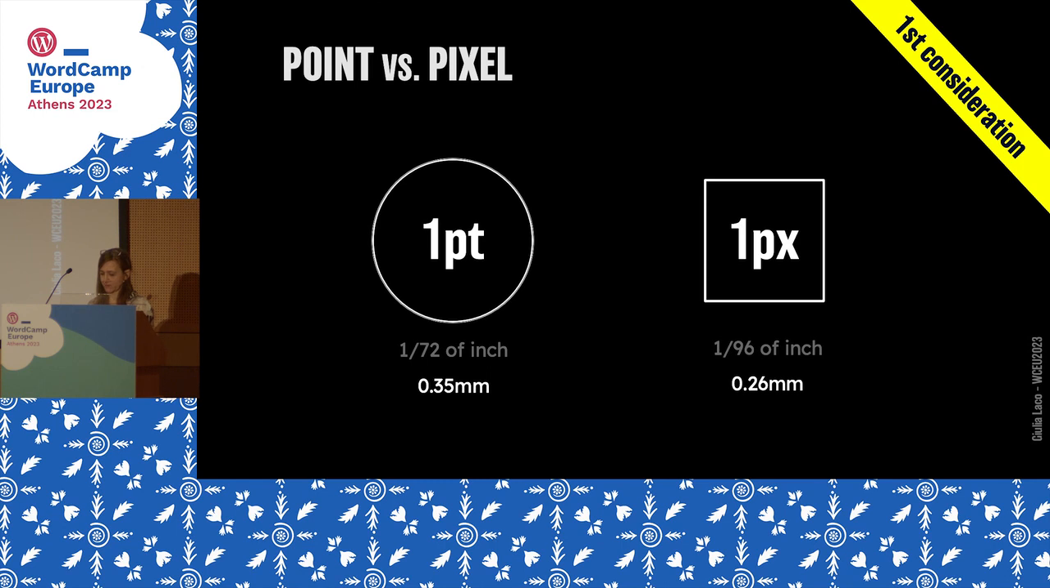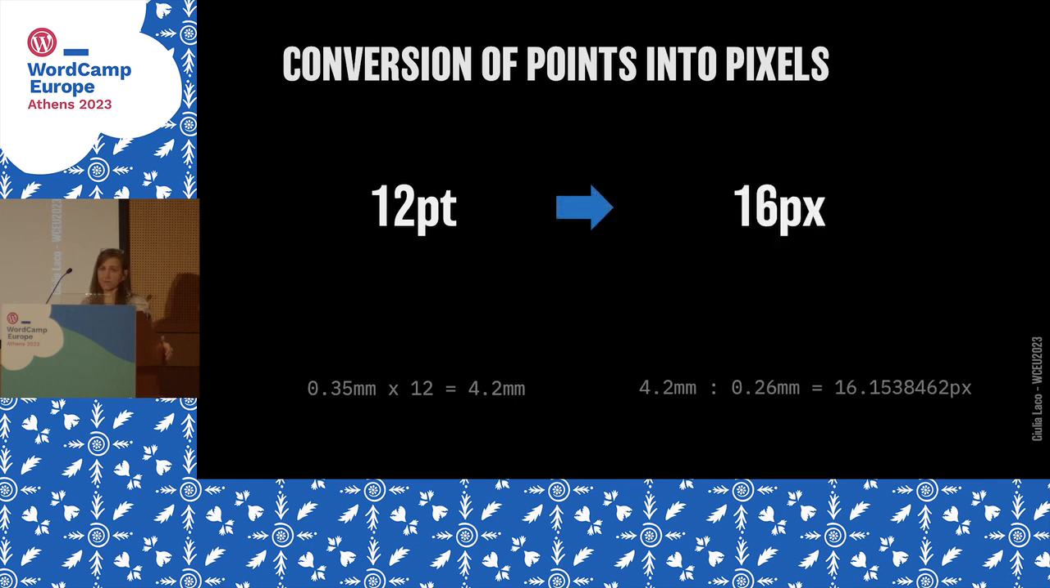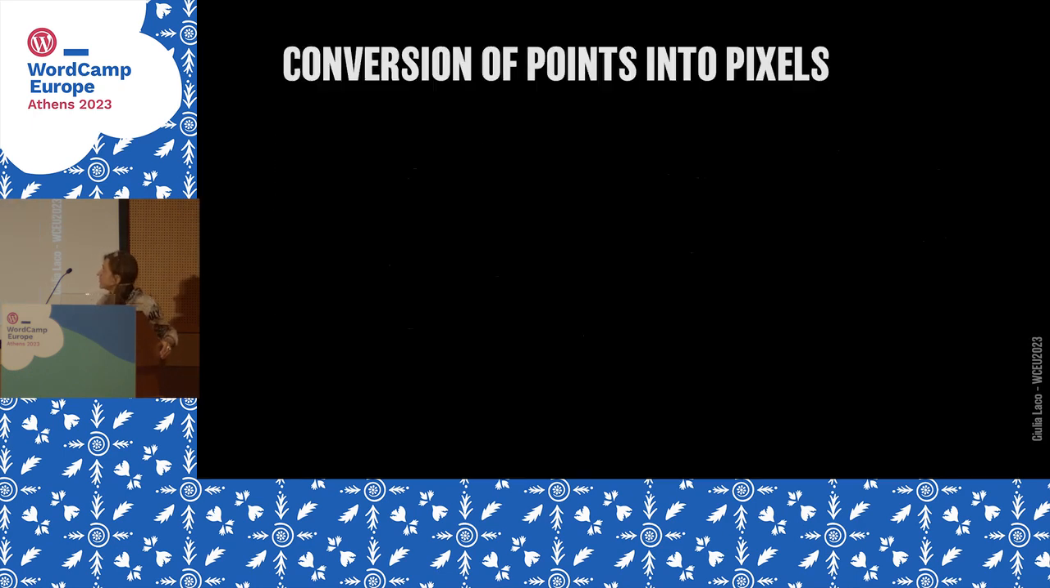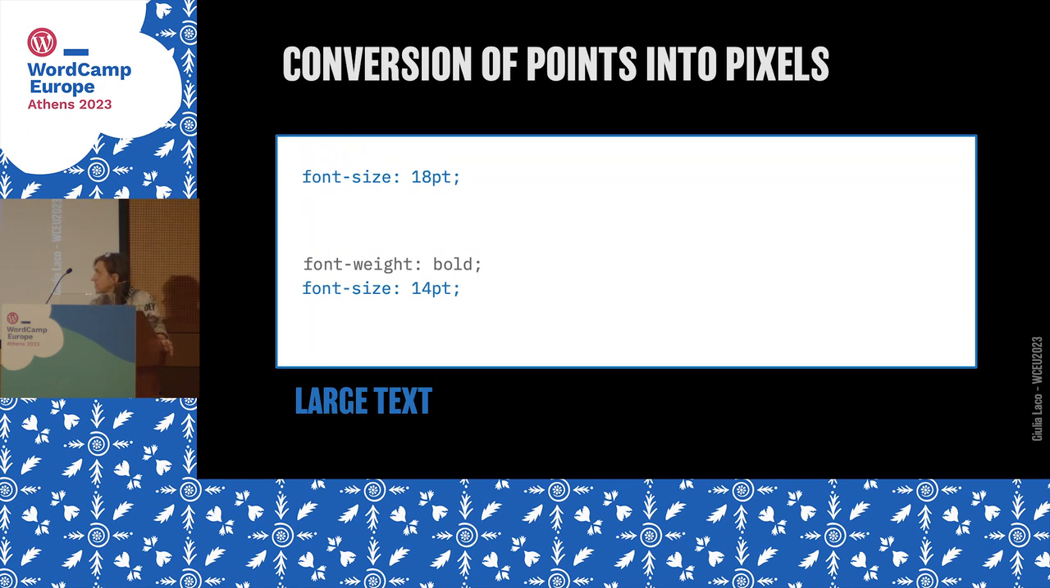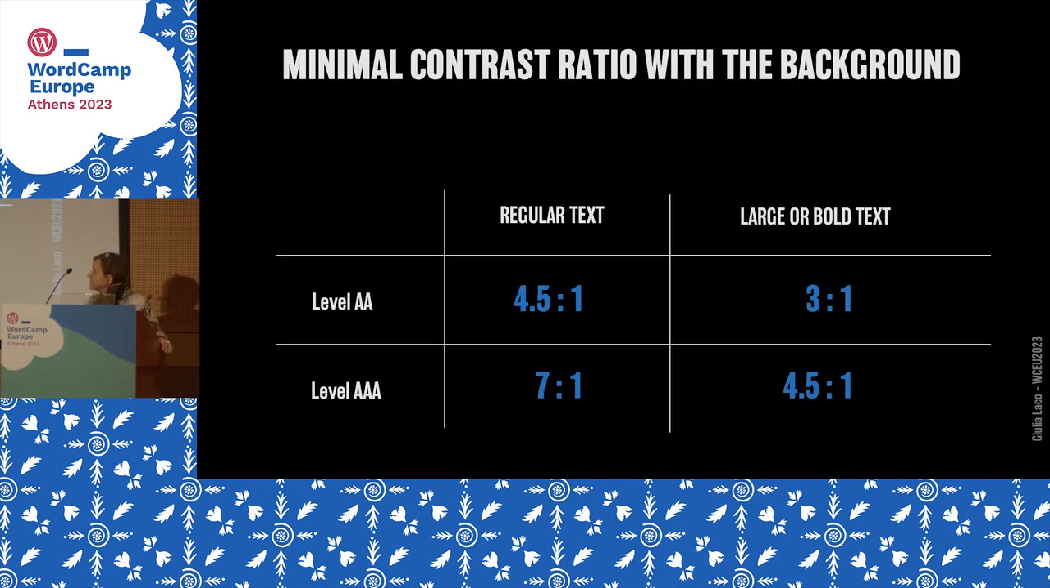That's math. It's too late in the day to go deep, but we can have a conversion. On print, 12 points are roughly 16 pixels on a screen. We can convert the values of the Web Content Accessibility Guidelines. Large text in points might correspond to something like 24 pixels, or 19 pixels if the text is bold. So we are able to calculate the contrast ratio that is required. Maybe we have tools for that, but I wanted to let you know the theory behind it.